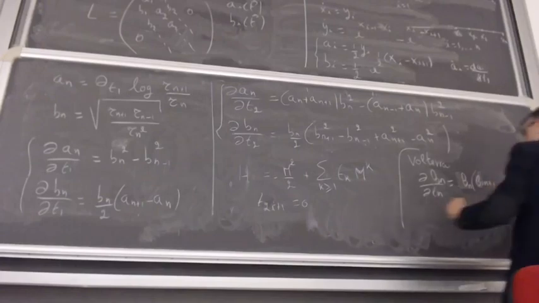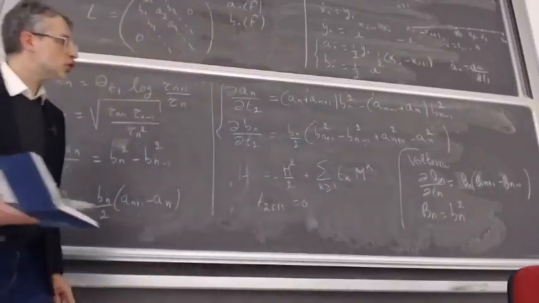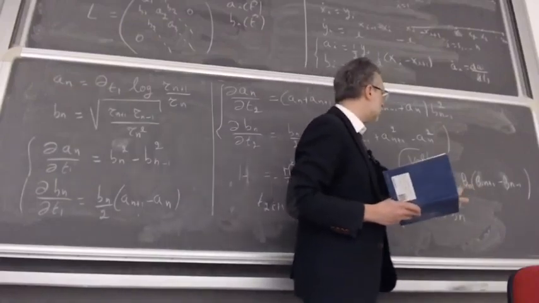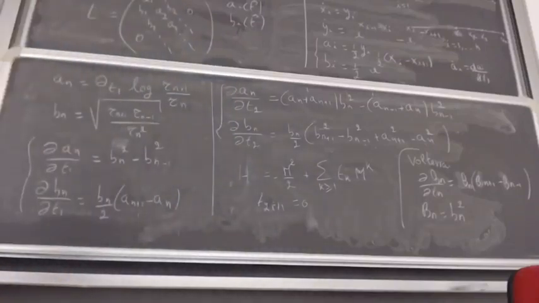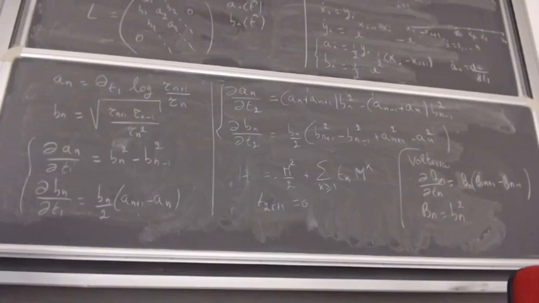Capital B, where capital Bn is just small bn squared. Okay, so these equations reduce to a single equation for capital Bn, defined as the square of bn. This is the system that Volterra wrote in his 1926 work to describe the population dynamics. Later on it was discovered to be completely Hamiltonian and integrable.